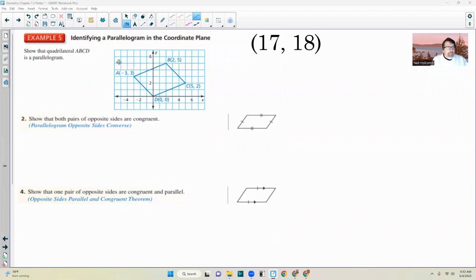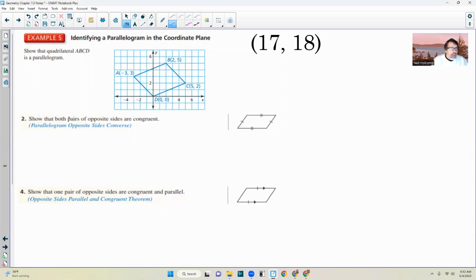Okay, example 5 is a quadrilateral in the coordinate plane, and we want to identify it as a parallelogram in that coordinate plane. So it says, show that quadrilateral ABCD is a parallelogram. Well, there are two ways we can do this. From that table on the previous slide, I'm going to use 2 or 4. Those are the two ways to prove this. You can either prove opposite sides congruent or one pair of opposite sides parallel and congruent. Let's do both on this example so you see both in action.